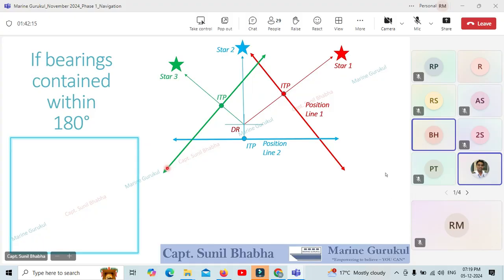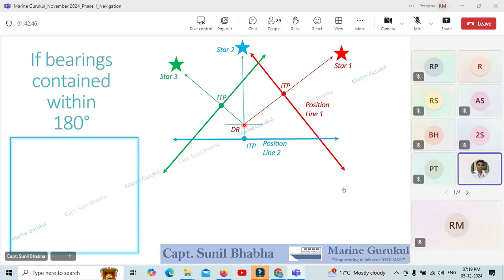Now you can easily see in this diagram that the bearing is contained within 180 degrees. The bearing stretch of the 3 stars is contained within 180 degrees. How can we check that? Very easy to do. The method was to draw a line from the DR position in such a way that all the 3 celestial bodies fall on one side of that line.